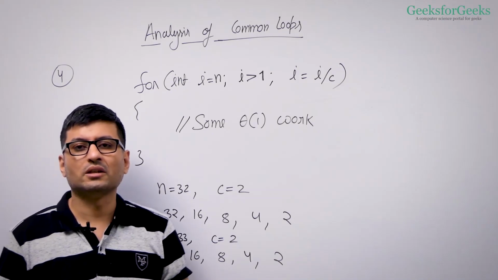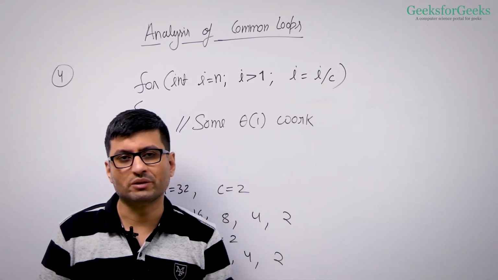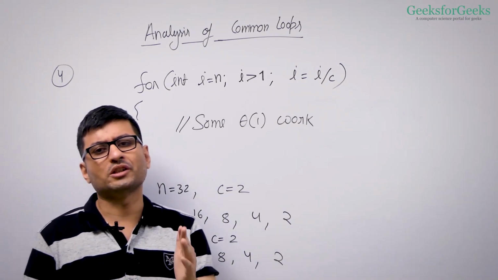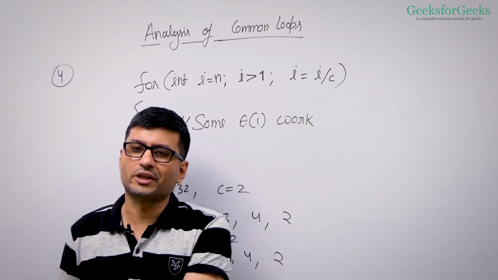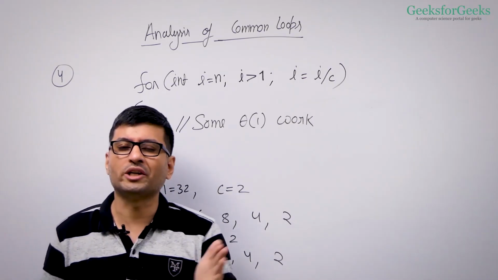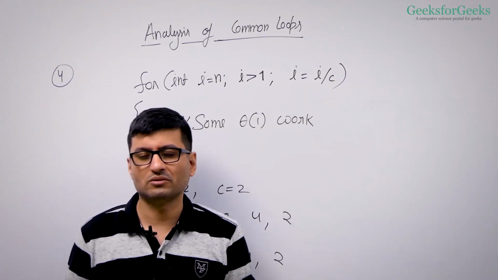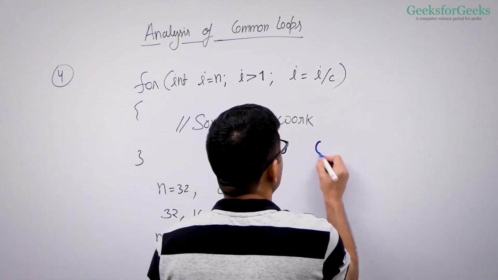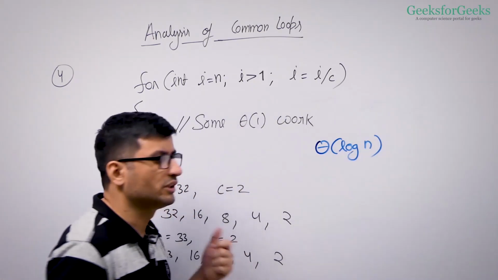Any guesses? If you take a look at this loop, it's just the opposite of the previous loop that we discussed, right? It runs the series with c raised to the power k minus 1, then c raised to the power k minus 2, c raised to the power k minus 3 till 1, right? So how many times is it going to run? You will again take the log and you will say it's log n, right? So the order of growth of this loop is theta log n. It's the opposite of the previous loop that we discussed.